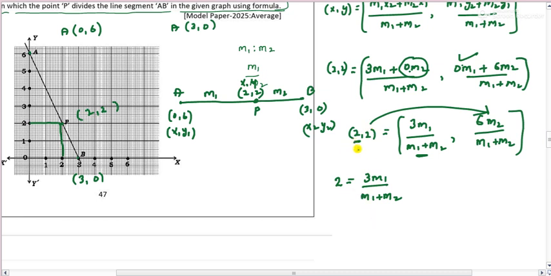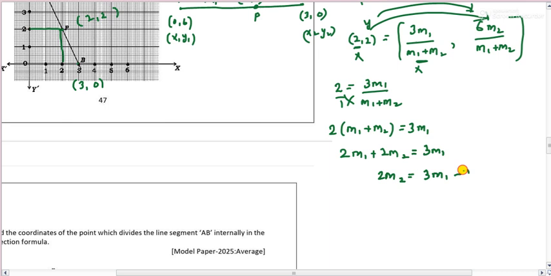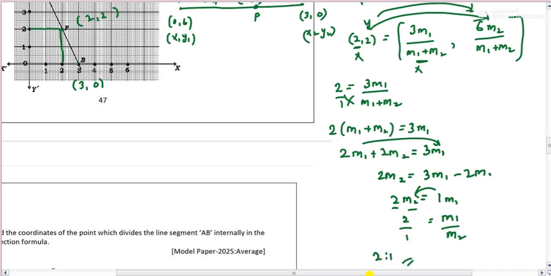Either you can replace x with this value or y with the second value. So I'm taking the first one. If you do the cross multiplication, you get 2 into (m1 plus m2), with 3m1 on the RHS. So this is 2m1 plus 2m2 equals 3m1. Now get m2 on one side and m1 on the other side. So I'll bring this to RHS, so 3 minus 2 is 1m1, and here it is 2m2. So I'll write m1, bring this down, m2. Here it's already 2, this comes to LHS, it becomes 1. So the answer is 2 is to 1. Got this?